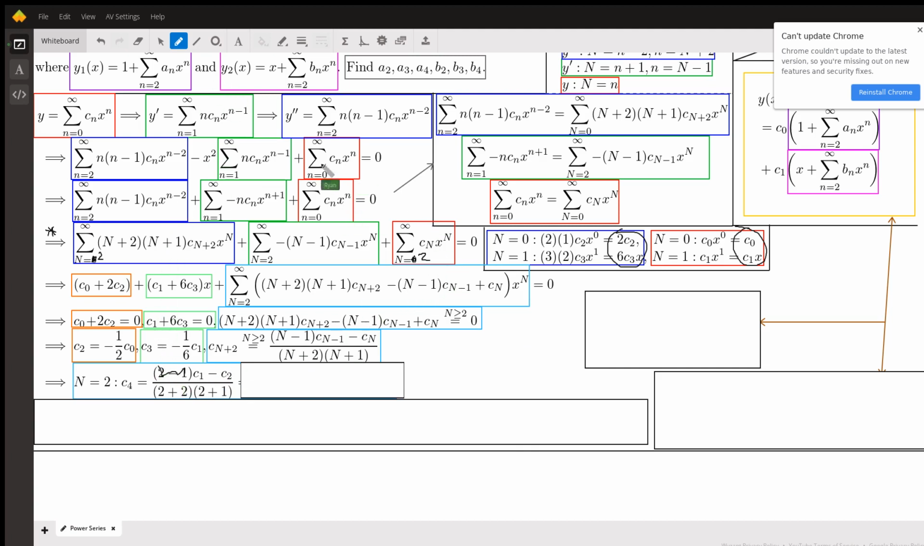I wanted everything in terms of C0 and C1, so I'm going to plug that C2 in here. So I'll get C1, instead of minus C2, it'll be plus 1/2 C0. And on the bottom, 4 times 3 is 12. And finally, to write that out as two separate things, 1/2 C0 divided by 12 is 1 over 24 C0. C1 over 12 is plus 1/12 C1. So I now have C2, C3, and C4 all in terms of just C0 and C1.